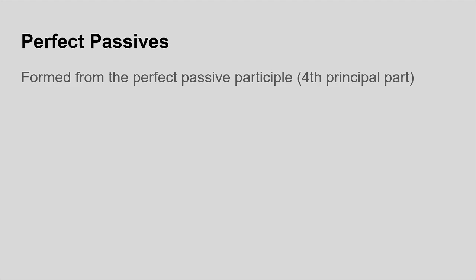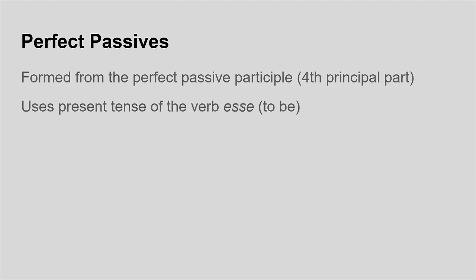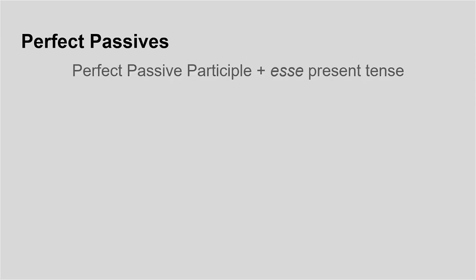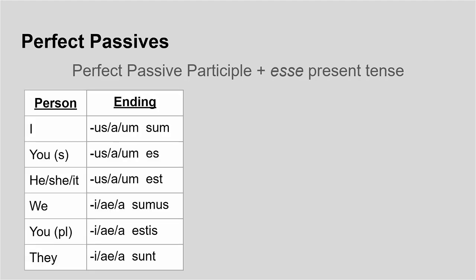Perfect passives in Latin are formed from the perfect passive participle, which is the fourth principal part in your dictionaries. Added on to that is the present tense of the verb esse, which is to be. The perfect passive participle is always nominative in the perfect passive verbs, but it changes gender and number to match the nominative. Let me show you what I mean. The endings for the perfect passive verbs are the perfect passive participle with the endings us, a, um, depending on the gender. Then you add esse in the present tense.